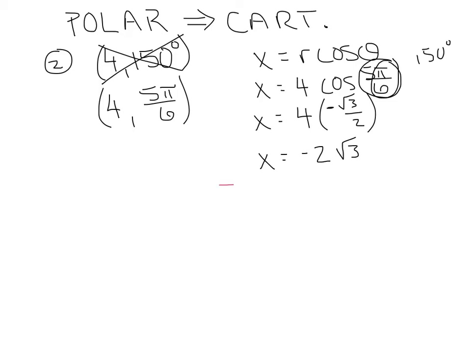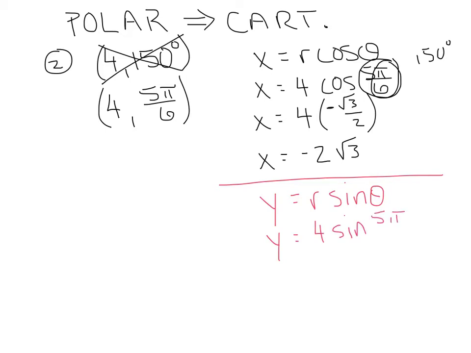All right, I'll switch colors here real quick. The y-coordinate is going to be r sine of theta, which, let's see, that's going to be 4 times the sine of 5 pi over 6. Good news is this one's actually going to stay positive because the angle again is in the 2nd quadrant still. Pi over 6 is my reference angle, 30 degrees. Sine of 30 is 1/2.